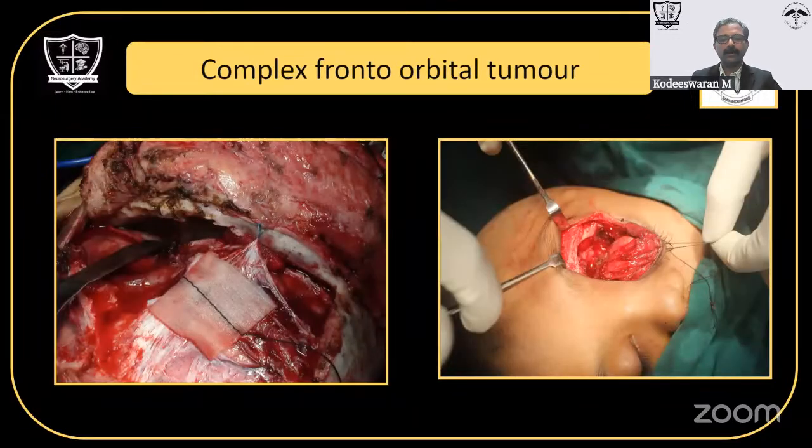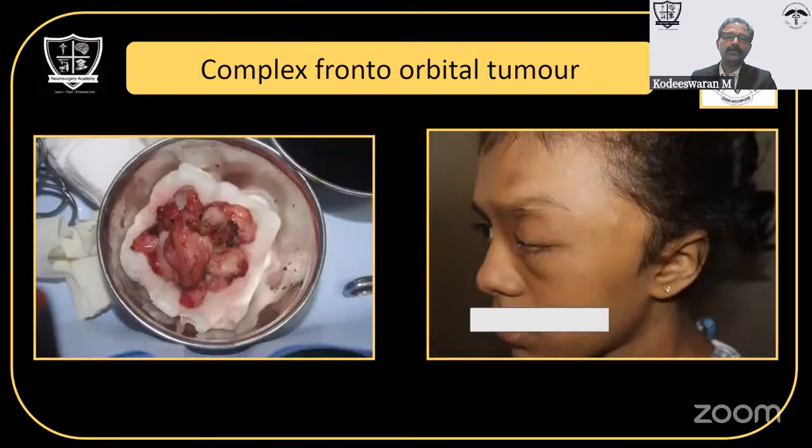This is the orbital exposure, and also the cranial exposure. The tumor was excised from the frontal area. Then Dr. Preeti was exposing the orbit and removing the tumor from below. This is the total tumor excision. Then we did cranioplasty from the top and also orbitozygomatic correction from below.